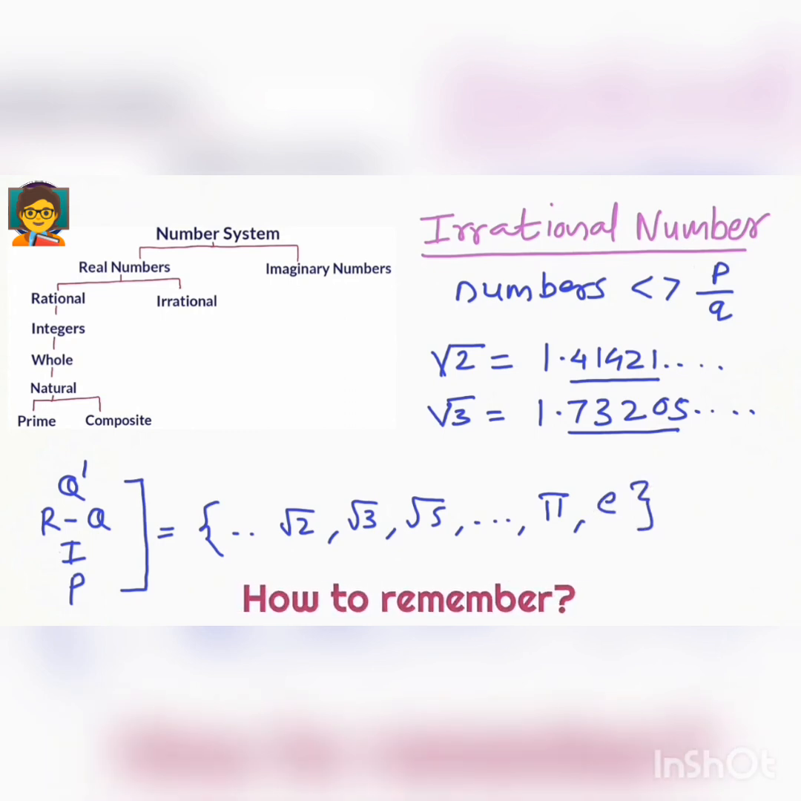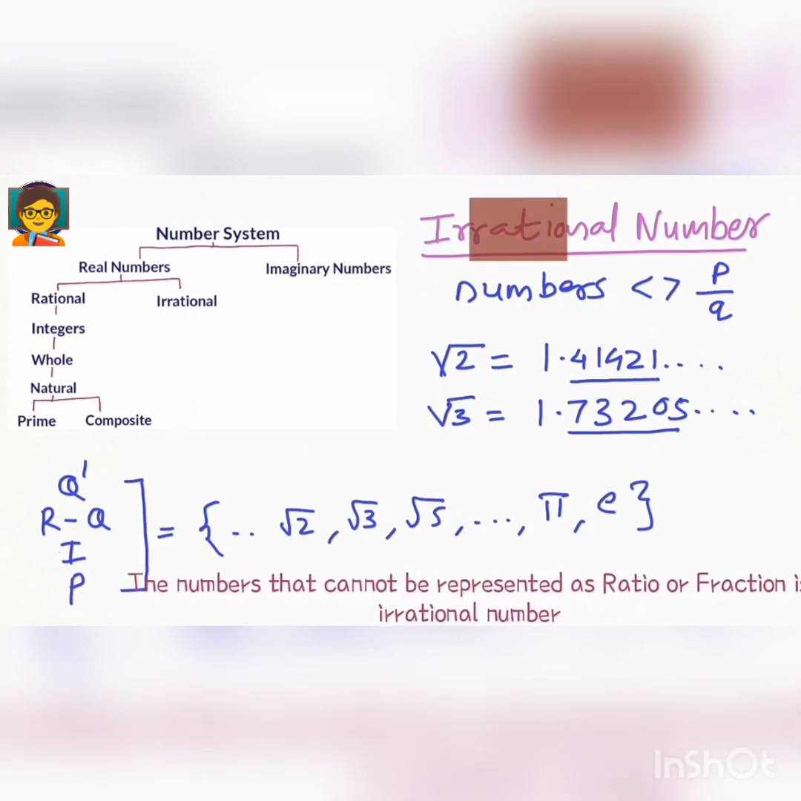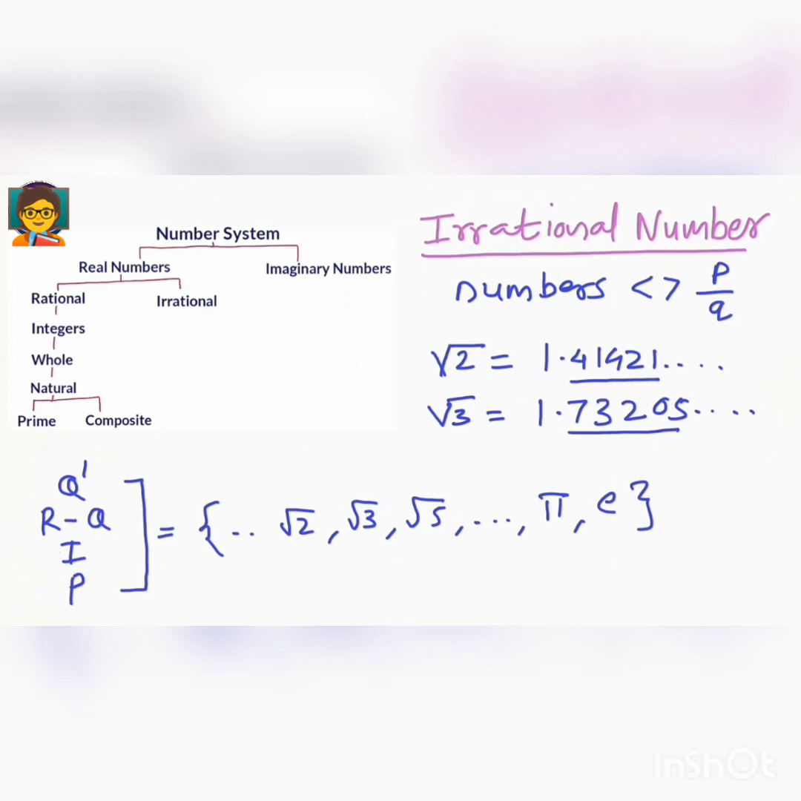Coming to how to remember the irrational number. Just look at this word irrational. Just see the word ratio inside it. So whatever cannot be represented in the form of a ratio or fraction, that number is an irrational number. It is as easy as it looks.